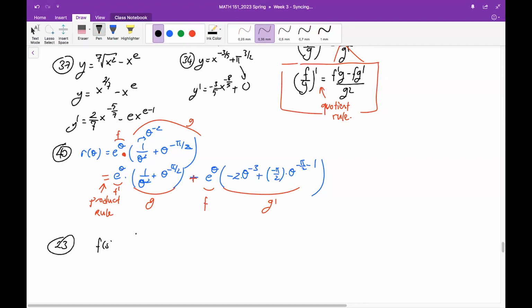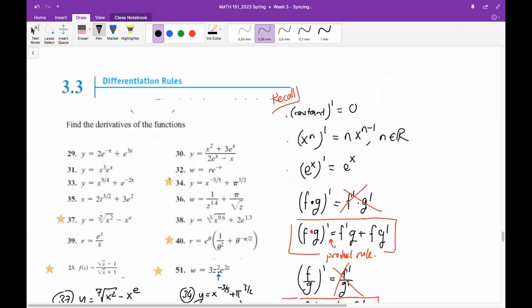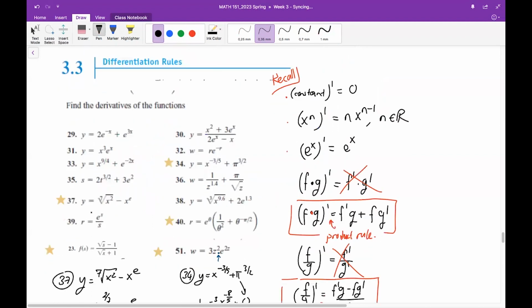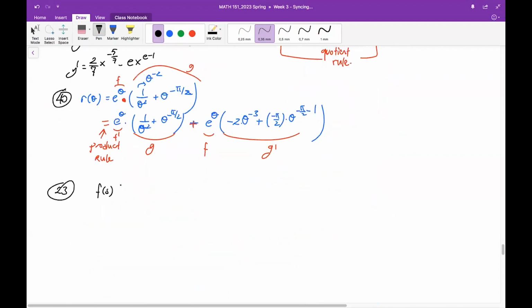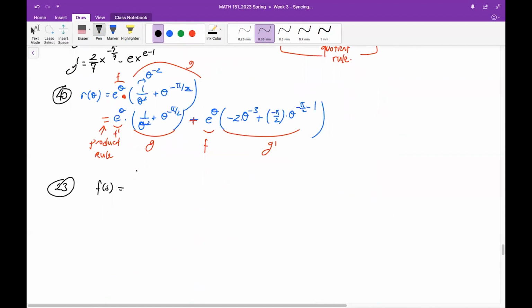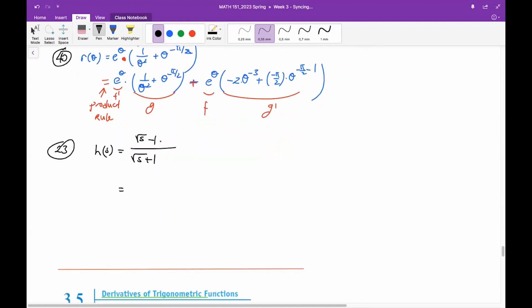F of s is given as 23. Where is it? Yeah, I choose this one. F of s as given as square root of s minus 1, square root of s plus 1. I need to apply quotient rule. Let me call this function as h of s for some reason. Okay, derivative of denominator. How do you take the derivative of the square root function?